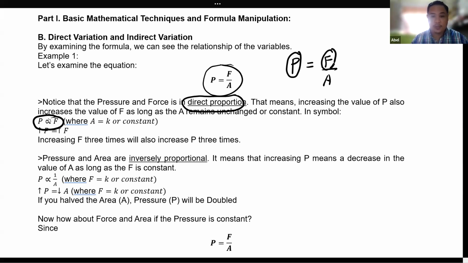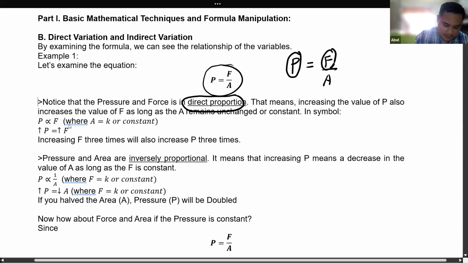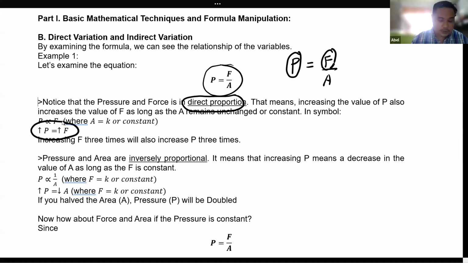Now take note, we have area as constant. What do we mean by this? We say that as we increase the force, we will also increase the pressure. Increasing force three times will also increase the pressure, or the P, three times. So that is what we meant by a direct proportion.